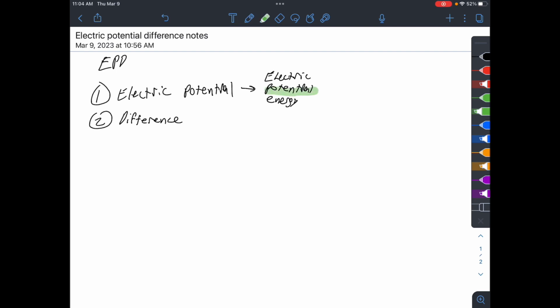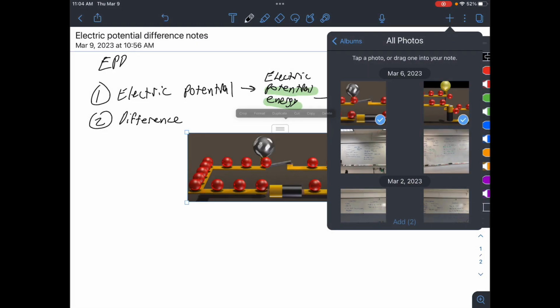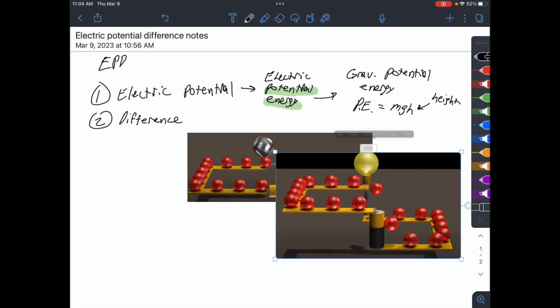So here can be thought of as our gravitational potential energy. You may have seen this before. Potential energy is equal to mgh, h being height. I want to include a picture here, two pictures, to help with this analogy.